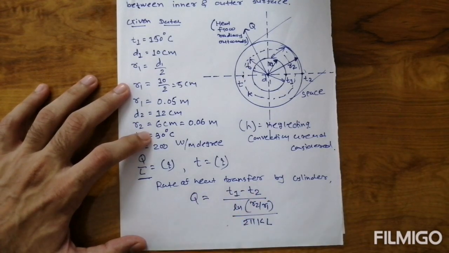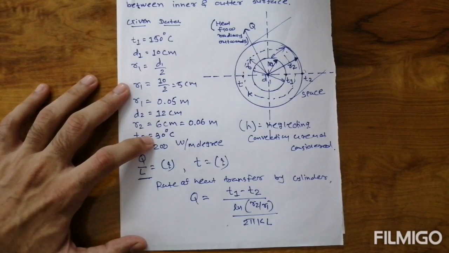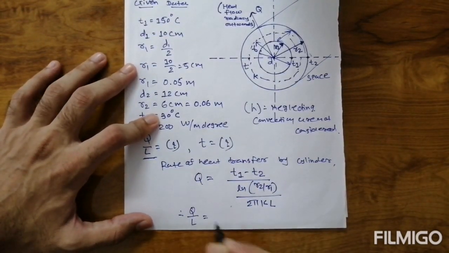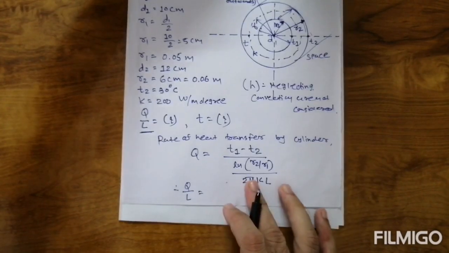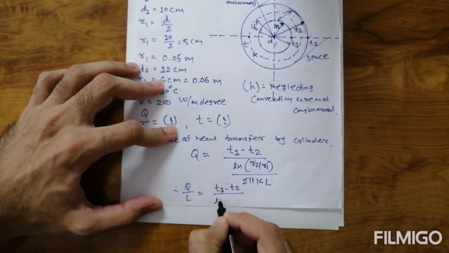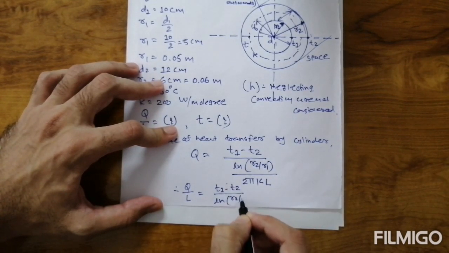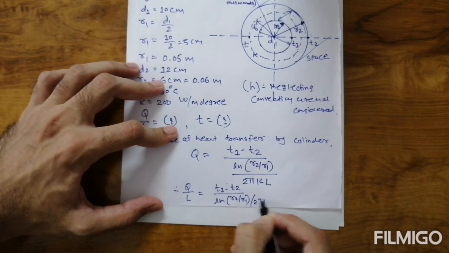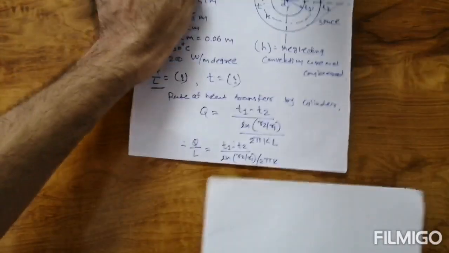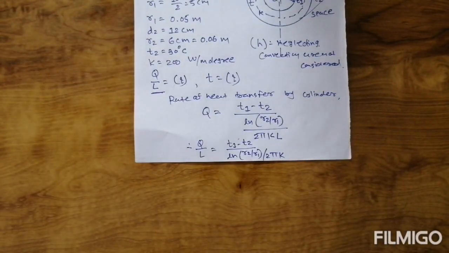From that equation we can find the value of Q by L. How do we find Q by L? Already Q is there, now we move L to this side. So our equation now is Q by L is equal to T1 minus T2 divided by ln R2 by R1 divided by 2 pi K. Now we put in each and every value that is given.